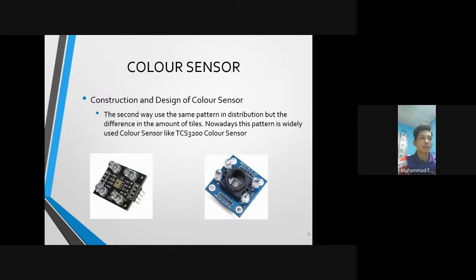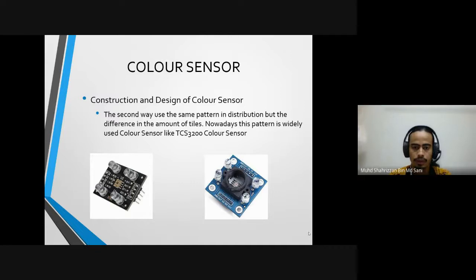Now, about the construction and design of the color sensor. In the second way, we use the same pattern distribution, but the difference is in the number of tiles. Nowadays, this pattern is widely used in color sensors like the TCS3200 color sensor.